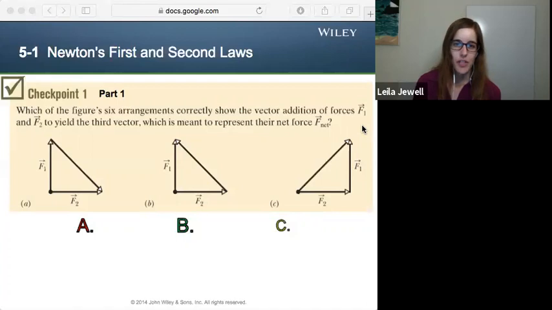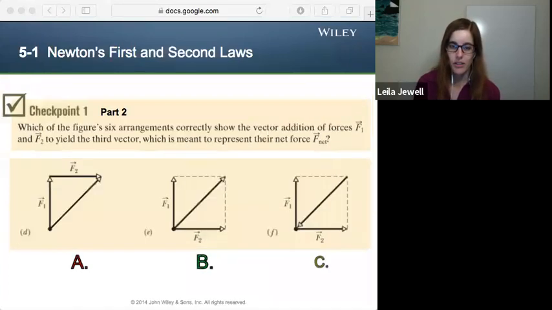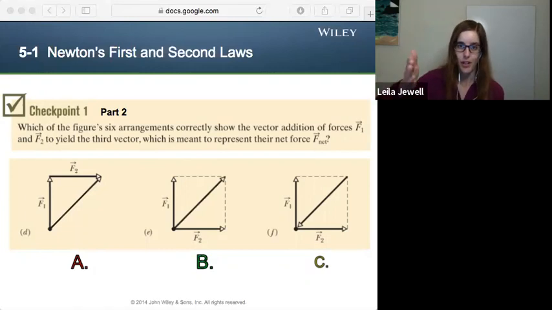Right, so now that we've seen those three examples, let's look at three more. Here are three different cases. I want you to look at them and consider which of the arrangements follow the proper arrangement to show the vector addition of forces F1 and F2 to represent the net force as the third vector. So go ahead and pause now.